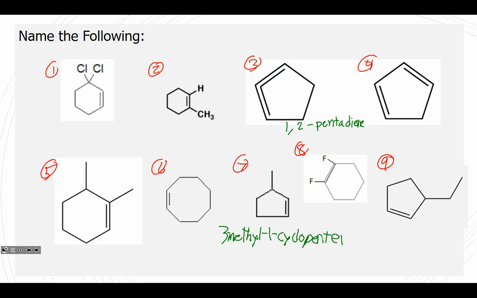Would that be it? 1,2-dimethylcyclohexane. Yeah, just no dash between there. So it would be like 1,3-cyclopentadiene. You forgot cyclo. Put cyclo in front of it. If it's in a circle, you've got to put cyclo in there, guys.